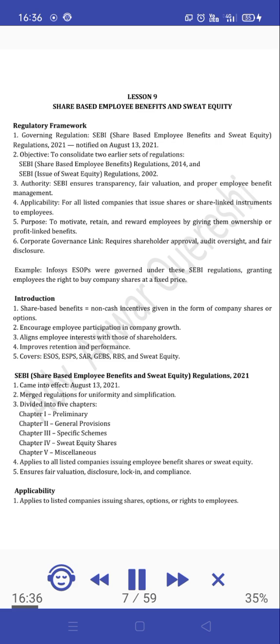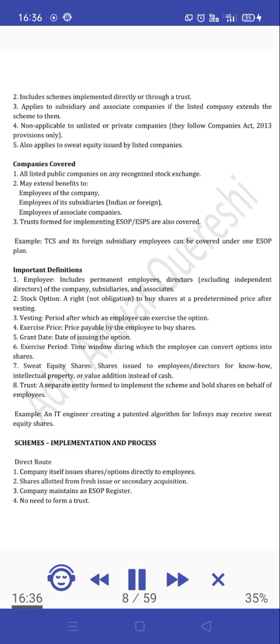Applicability. 1. Applies to listed companies issuing shares, options, or rights to employees. 2. Includes schemes implemented directly or through a trust. 3. Applies to subsidiary and associate companies if the listed company extends the scheme to them. 4. Non-applicable to unlisted or private companies. They follow Companies Act, 2013 provisions only. 5. Also applies to sweat equity issued by listed companies.